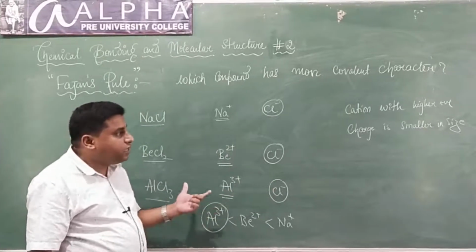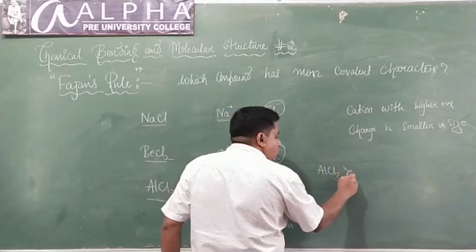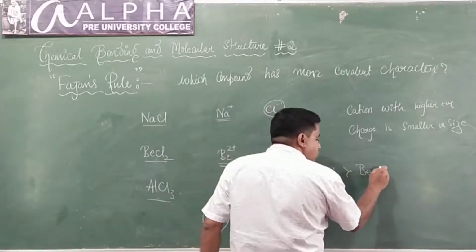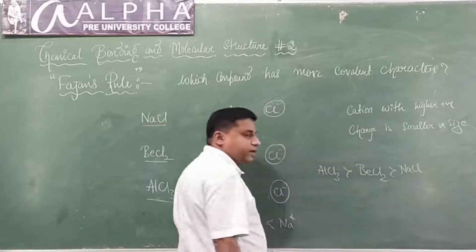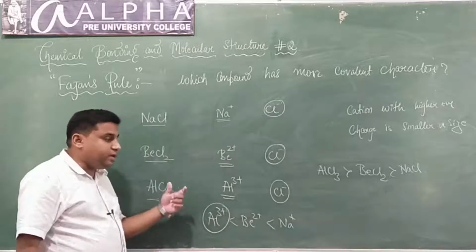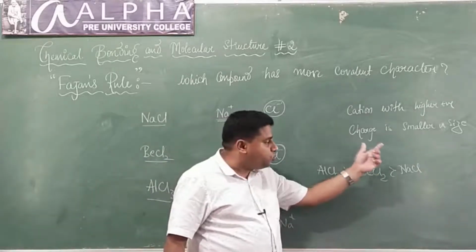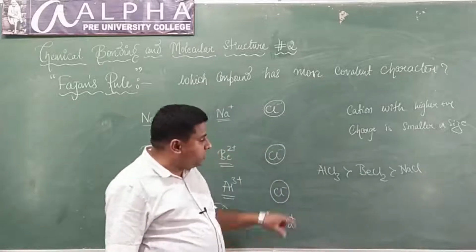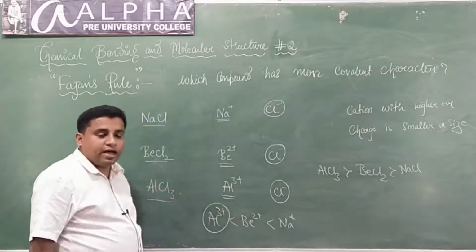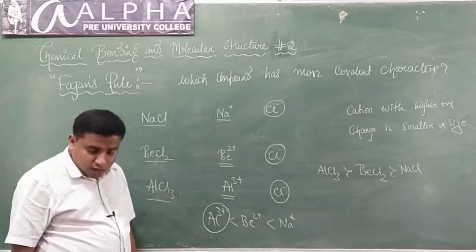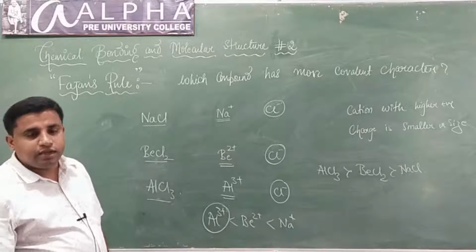Is that correct? So that means aluminium chloride is more covalent than beryllium chloride, which is more covalent than what? Sodium chloride. Am I correct? Aluminium chloride is more covalent than beryllium chloride, which is more covalent than sodium chloride. Smaller the size of cation, larger the size of anion, more will be the covalent character. Any doubts? Is that simple?